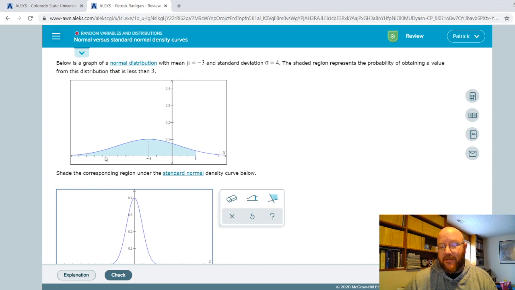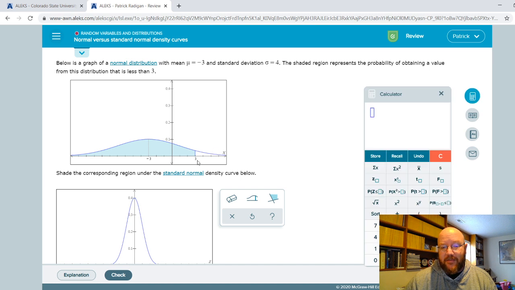Alright, so we're going to shade everything to the left of whatever this value translates into once we punch it into that formula. The formula is really easy. We just take this value, 3, subtract the mean, which is -3. I don't know if we can do that on a calculator here. Nope, we can't. So 3 minus -3, of course, is +6. Then we take that divided by our standard deviation, 4, and it gives us a value of 1.5.